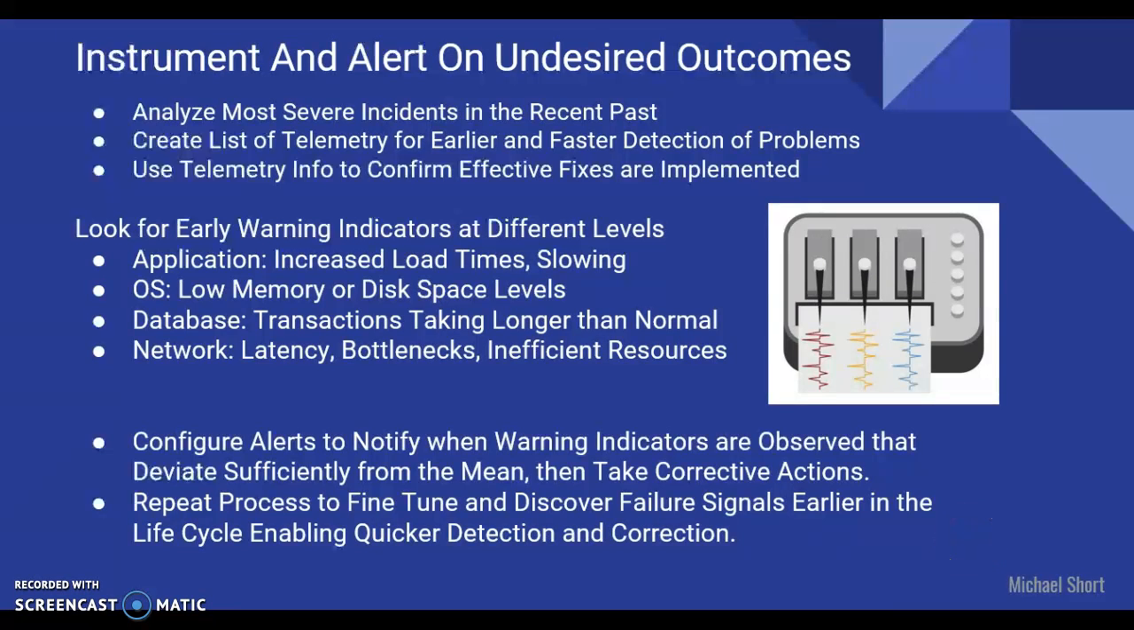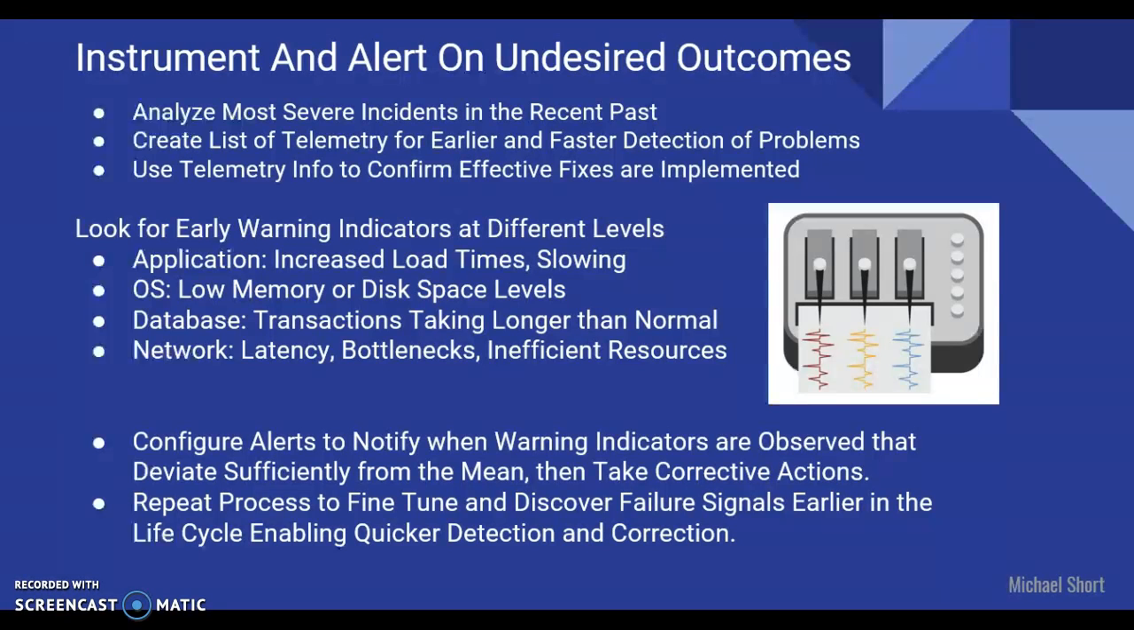Okay, instruments and alerts on undesired outcomes. What you would do is first analyze the most severe incidents that you've had in the recent past, and then create a list of telemetry for earlier and faster problem detection. You use this telemetry information to confirm effective fixes and confirm the fixes are implemented.